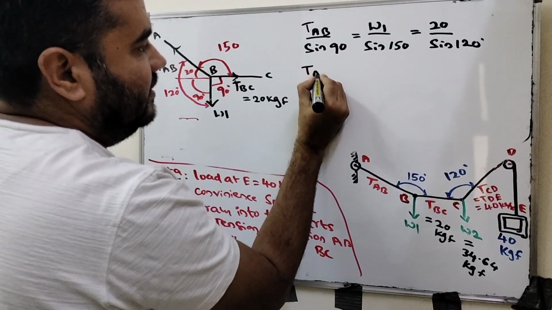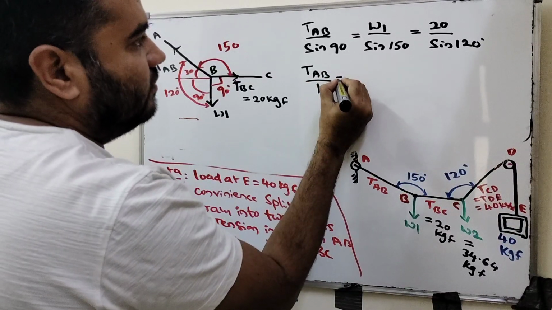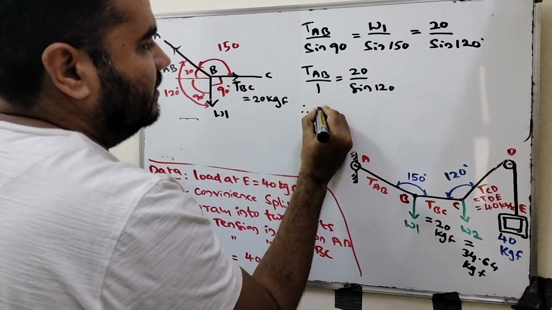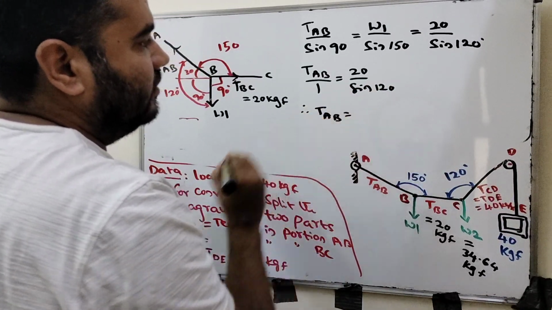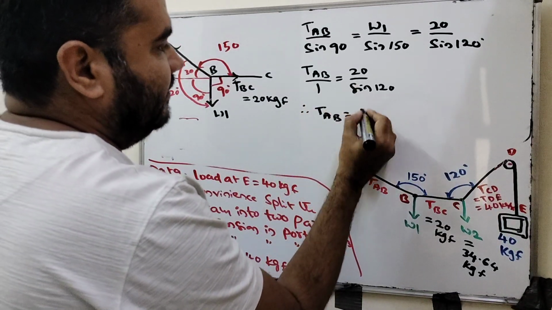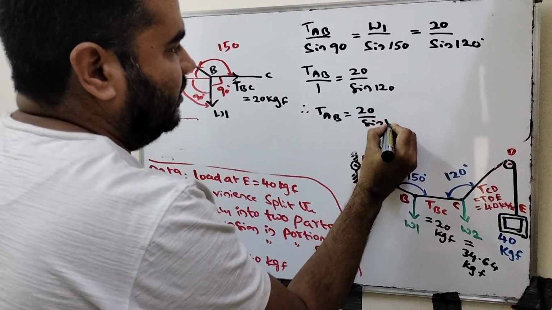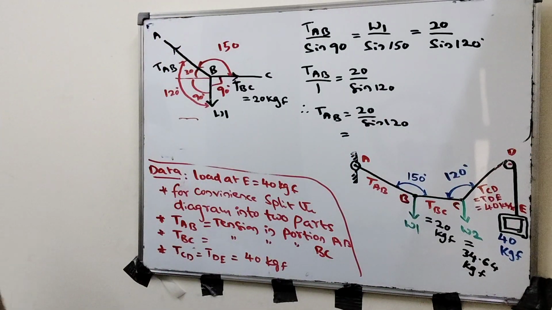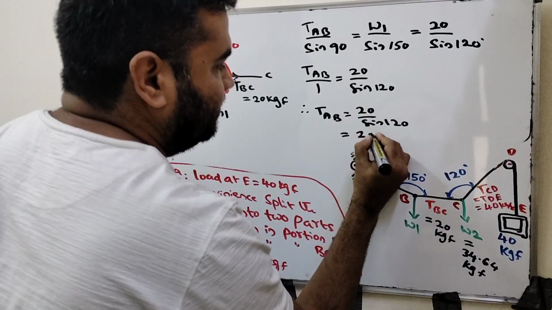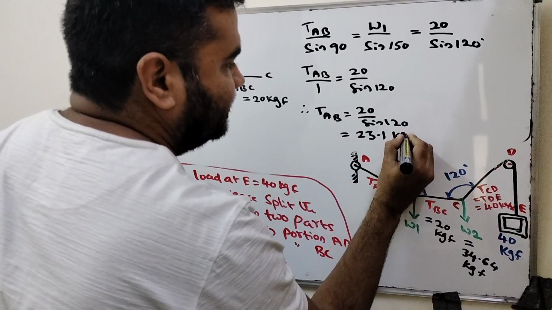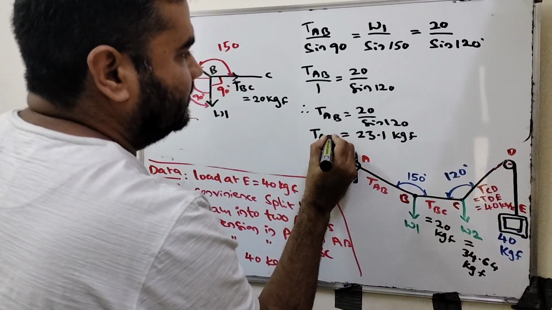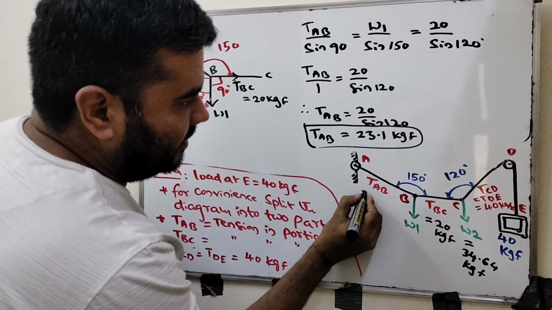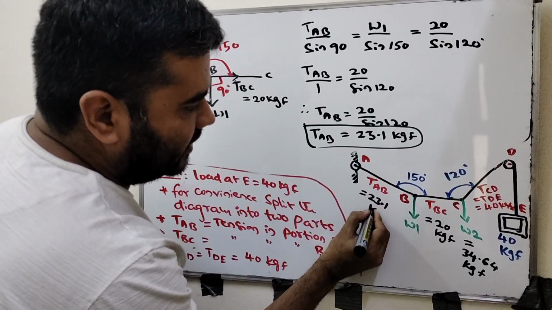Write the tension in AB divided by sine of 90, which is 1, equal to 20 divided by sine of 120, right? Therefore, the tension in AB equals 20 divided by sine of 120. How much will we get here? The tension in AB is 23.1 kgf after simplifying. This is the tension in AB. Where is the tension in AB? Here, this will be equal to 23.1 kgf.